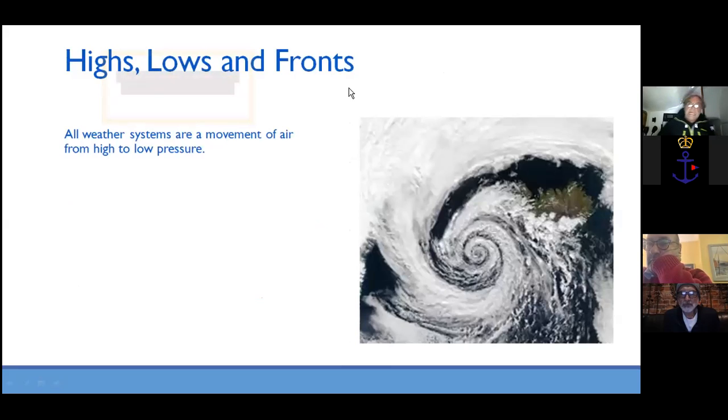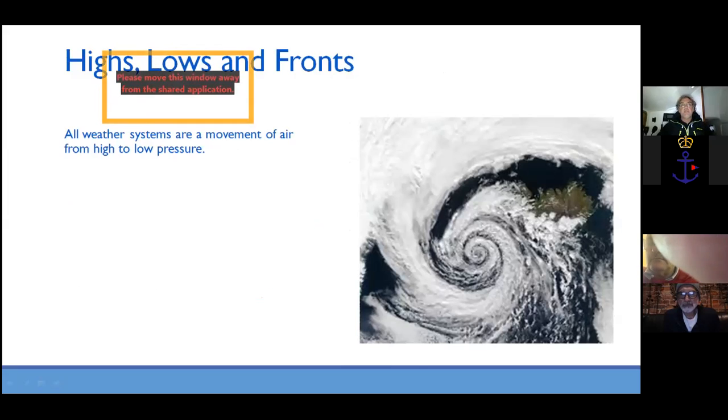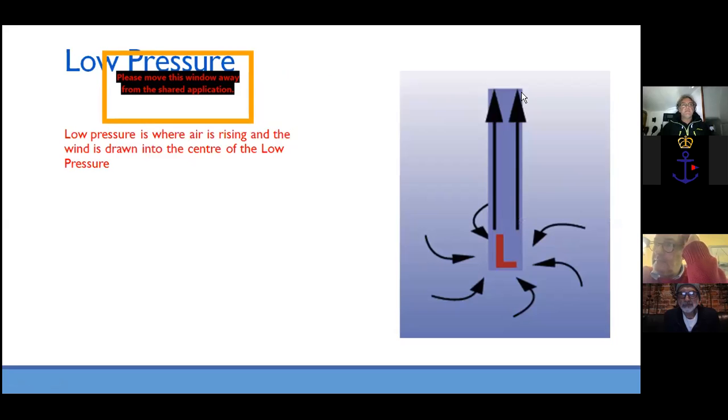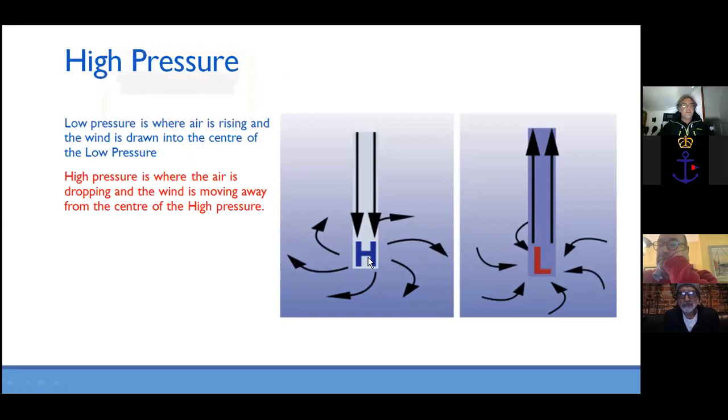Okay, what creates all that weather? Highs and lows and fronts. All weather systems are basically the movement of air from a high to a low pressure. You pour water, it's going to go from up to down. Air works the same way. You go from a high to a low pressure. Okay, low pressure is where air is rising, and it's creating a lower pressure at the bottom, so air moves in and goes up. High pressure is the reverse. High pressure is dropping and it's pushing out. Okay, don't look at the way the arrows are drawn in these particular pictures. We'll talk about that in a minute.